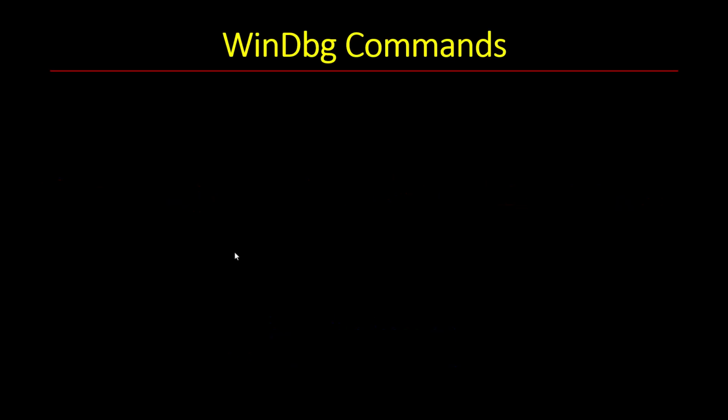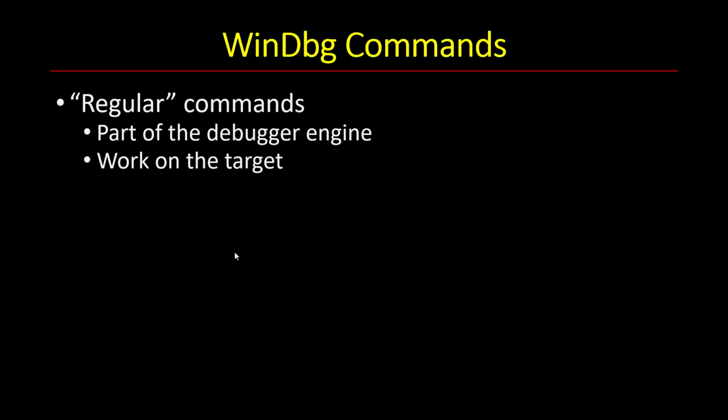Okay, so in general, if you look at WinDbg commands, you have three types of commands. One type is called regular commands. These are commands which are part of the debugger engine. They don't require anything external, they just use the actual debugger engine. And of course, they work on whatever you are debugging. If you're debugging a process, that would be the process. And if you're debugging a machine, that is kernel debugging, then it's about the target that you're debugging.